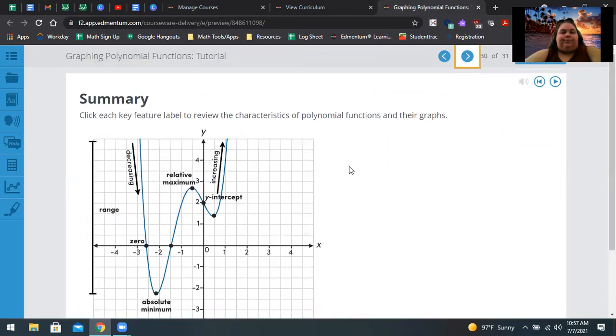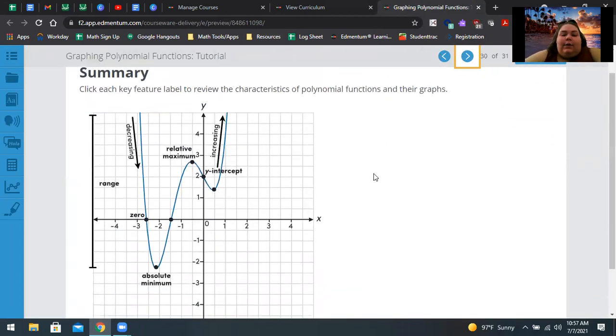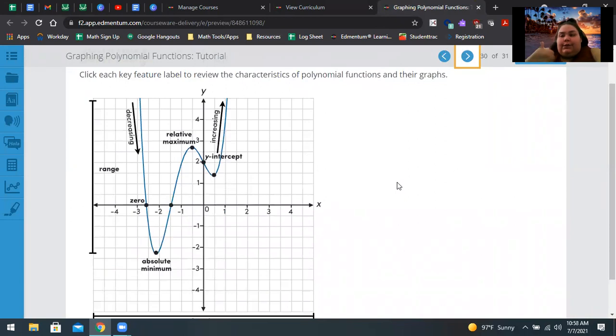So again, we have a couple of things. We talked about domain, range, when a function is increasing, when it is decreasing, relative maximums and minimums. There might be more than one, depending on the polynomial. What are your y-intercepts? And again, they refer to your zeros as your x-intercepts. So please keep that in mind.